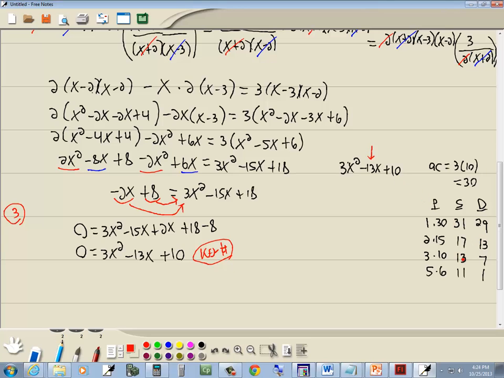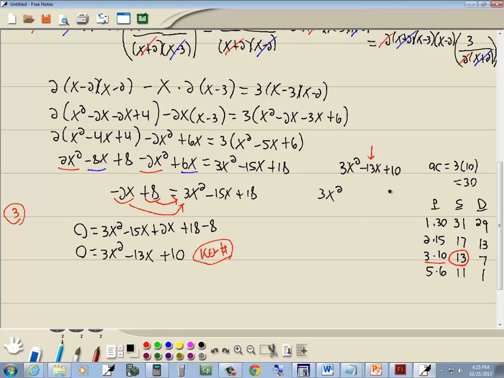Now we got two 13s. The one we want is this one in the S column. So we're going to use 3 and 10. How do I know that? Well, my last term is positive. If your last term is positive, then it'll always be the one in the S column. If your last term is negative, it'll be the one in the difference column.